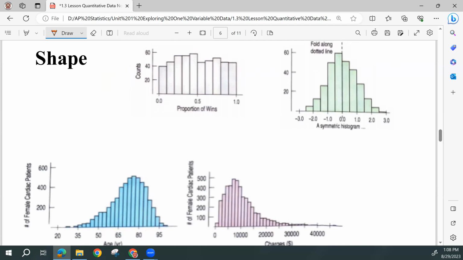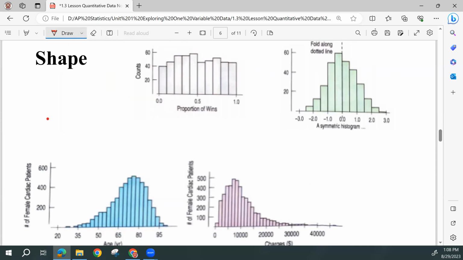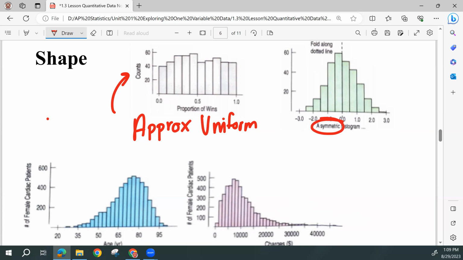So there are several types of shapes we might see. The first one here is approximately, nothing's perfect. There's variation in life. This one right here is approximately uniform. Uniform meaning those bars there are pretty close to being around the same height. Not exactly. That's why we say approximately. This second one is symmetric. It's approximately symmetric. It's not exactly symmetric. It looks like if we draw this line in here, that we could fold it on top of each other. Not exactly, but approximately symmetric.